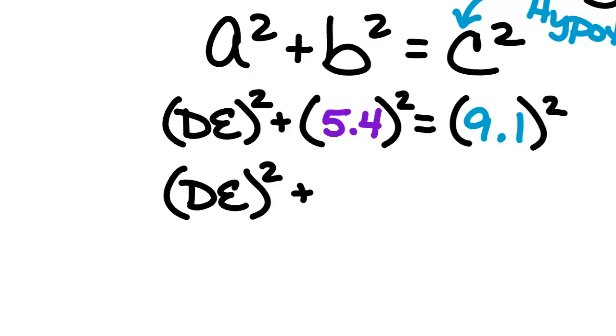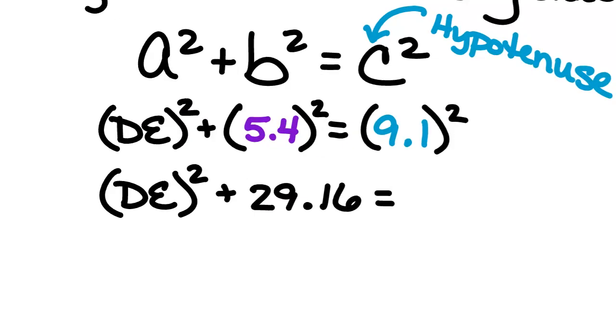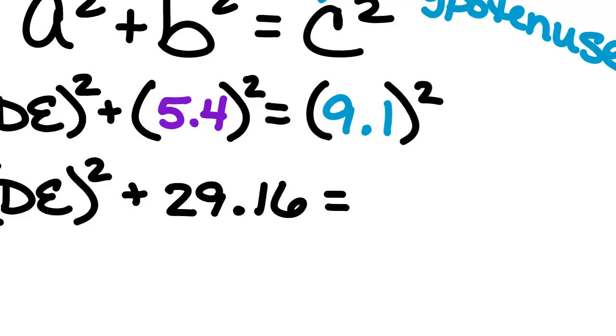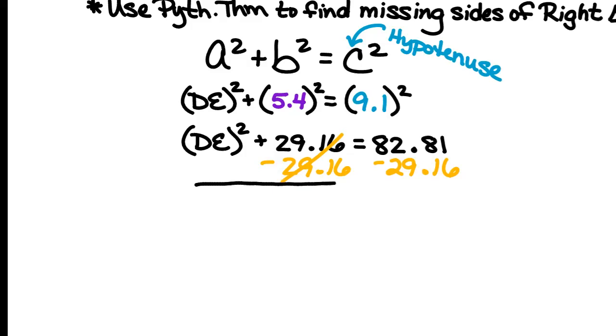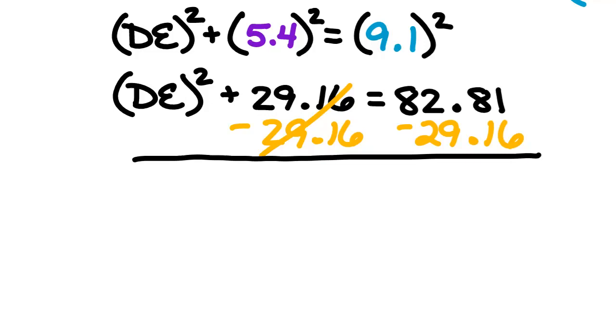What is 5.4 squared? 29.16. What about 9.1 squared? 82.81. We're going to subtract 29.16 from both sides. What is 82.81 minus 29.16? 53.65.